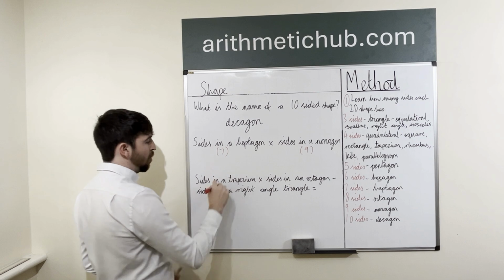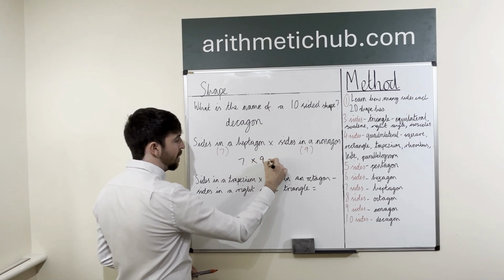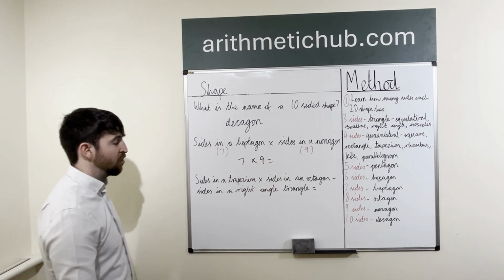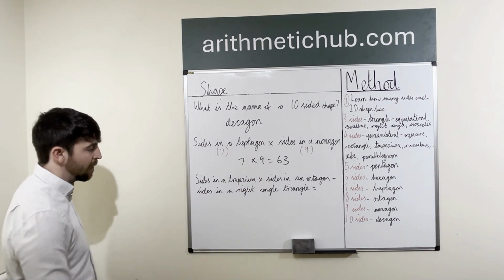So now all this becomes a calculation of 7 times 9. 7 times 9, I would just do my times table. 7 times 9 is going to give me 63.